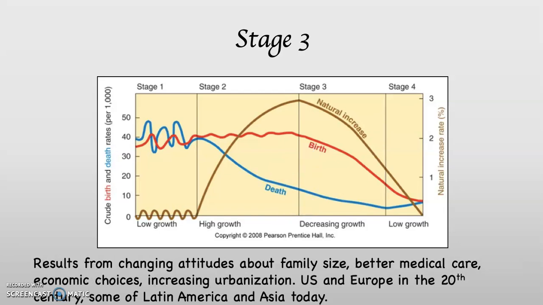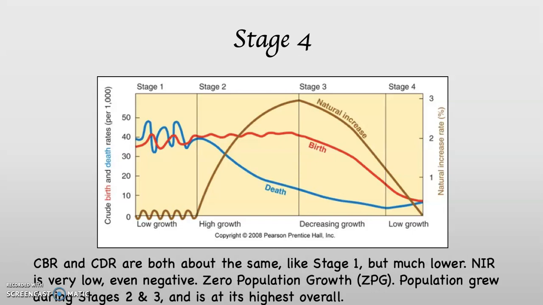What causes this? Well, this results from changing attitudes about family size, better medical care, economic choices, increasing urbanization. The US and Europe in the 20th century entered into stage 3. Some Latin American and Asian countries are there today. Then stage 4, crude birth rate and crude death rate are both about the same, just like in stage 1, but much lower than they were in stage 1. Natural increase rate is very low, maybe even negative in some cases. I'll say more about that in a minute.